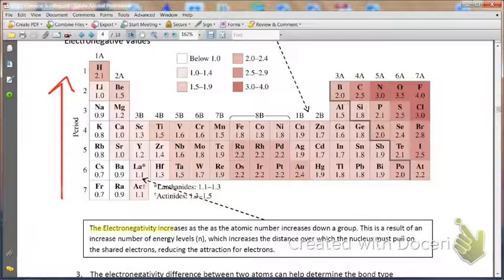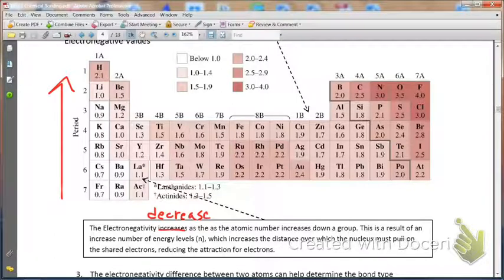The electronegativity increases as the atomic number. Oh, we need to change that. That's not correct. There's a typo here. Cross out "increase" and we need to change that to "decrease." All right? Now we'll make it correct for us.